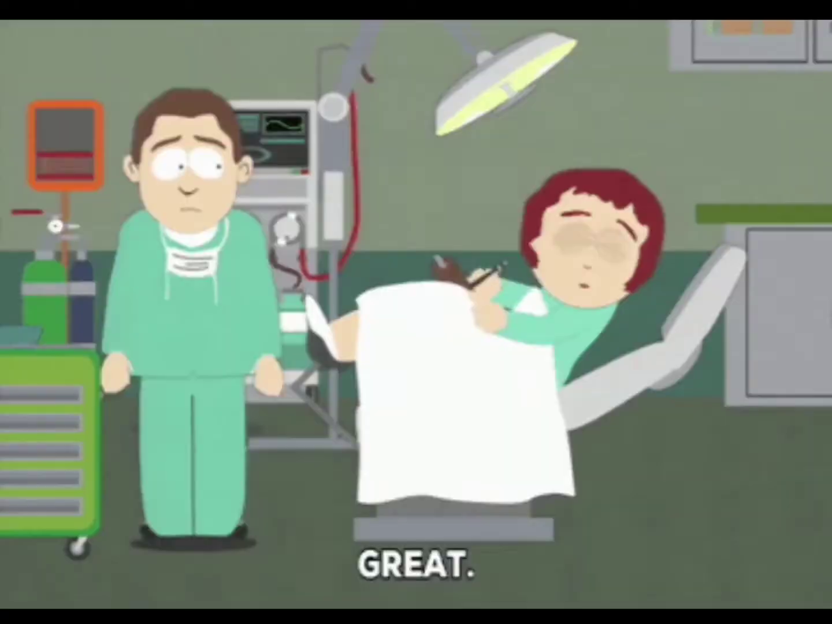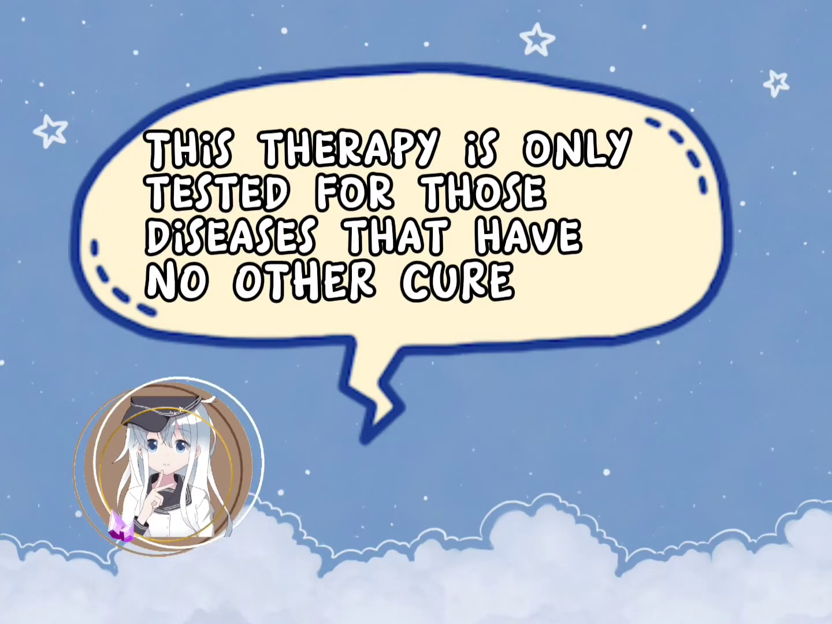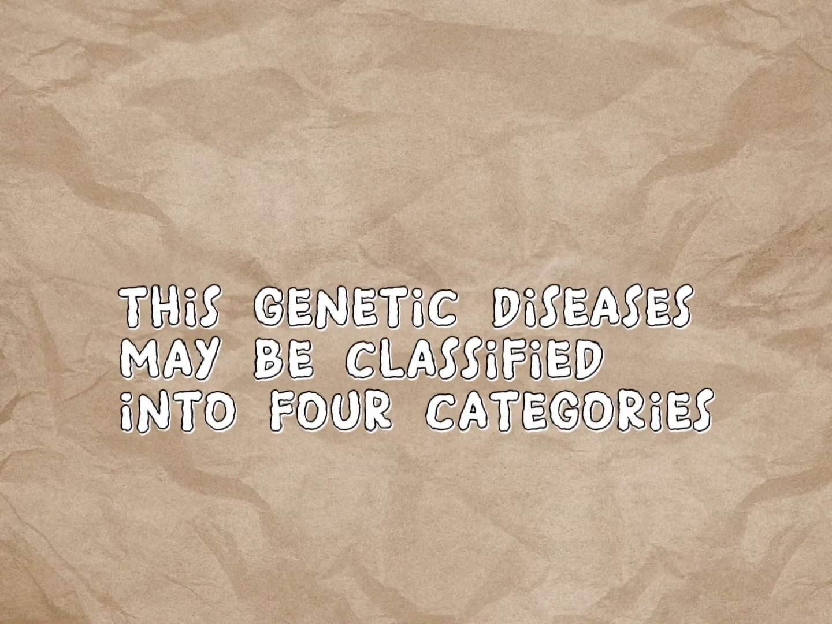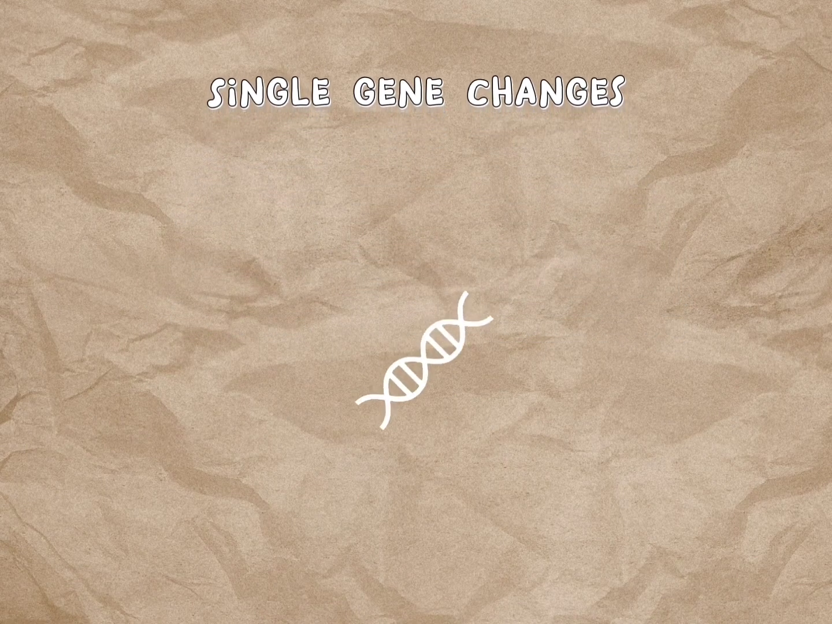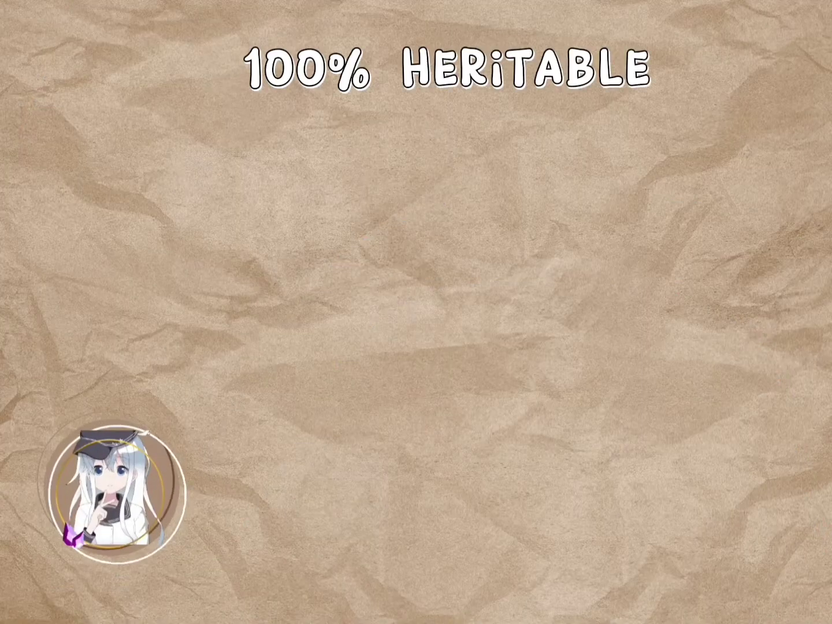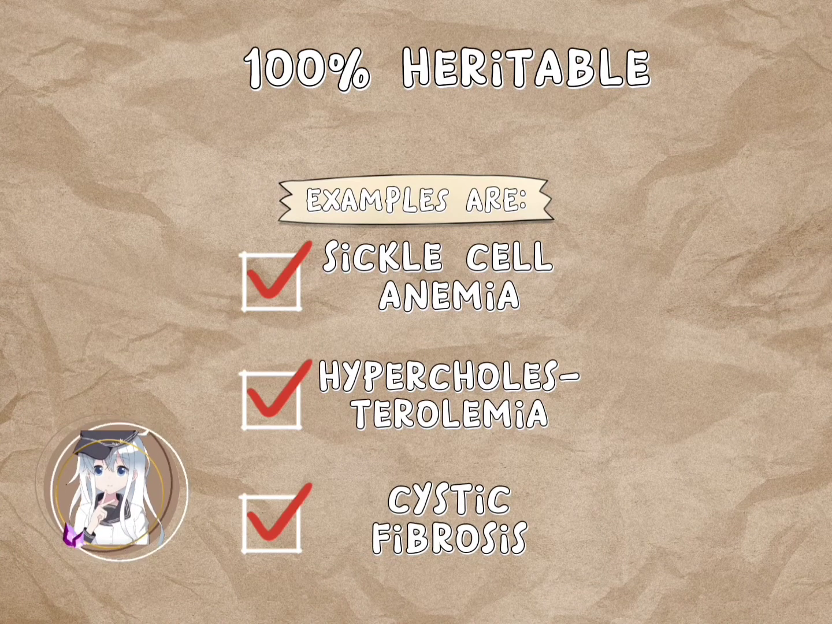So this technique remains risky and the doctors are still working on it, since this therapy is only tested for those diseases that have no other cure. These genetic diseases may be classified into 4 categories. First is the single gene changes. It's a single locus or gene which is defective and responsible for the disease, and this is 100% heritable. Examples include sickle cell anemia, hypercholesterolemia, and cystic fibrosis.